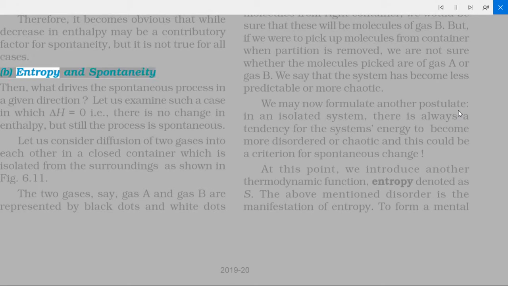B. Entropy and spontaneity. Then, what drives the spontaneous process in a given direction? Let us examine such a case in which ΔH is equal to 0, i.e., there is no change in enthalpy, but still the process is spontaneous. Let us consider diffusion of two gases into each other in a closed container which is isolated from the surroundings as shown in Fig. 6.11. The two gases, say, gas A and gas B, are represented by black dots and white dots.